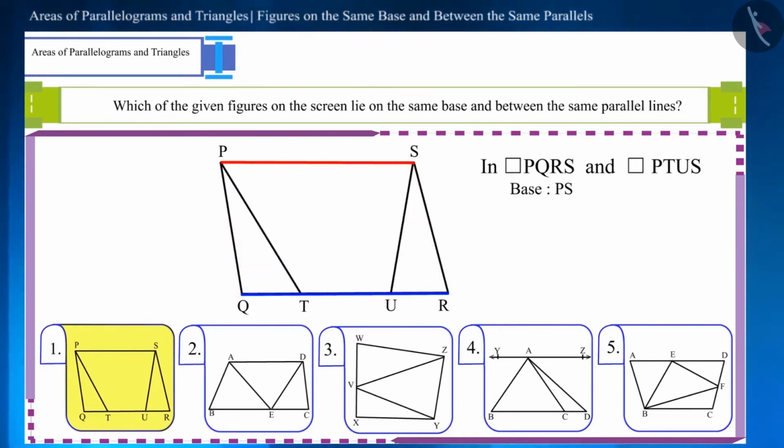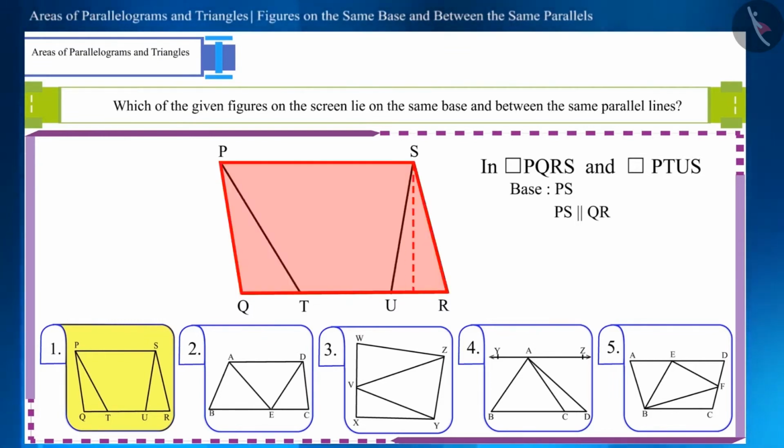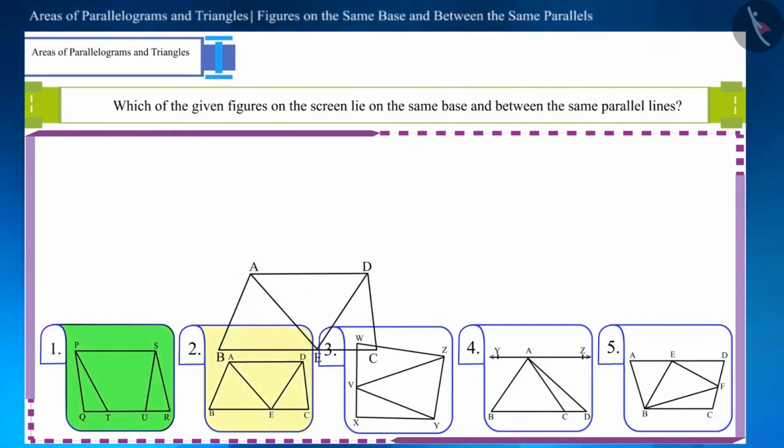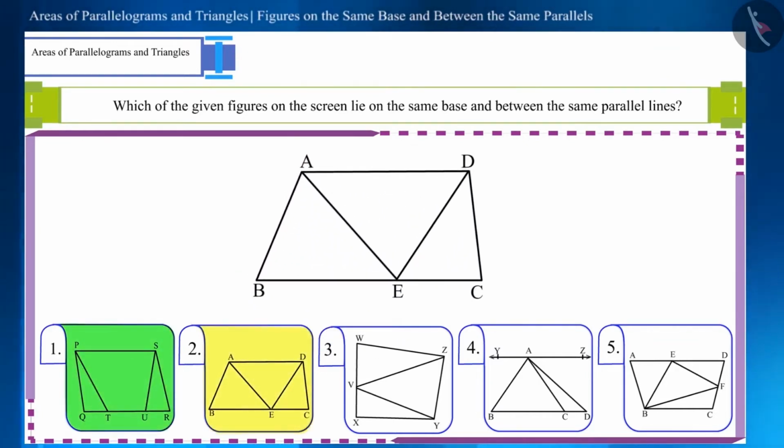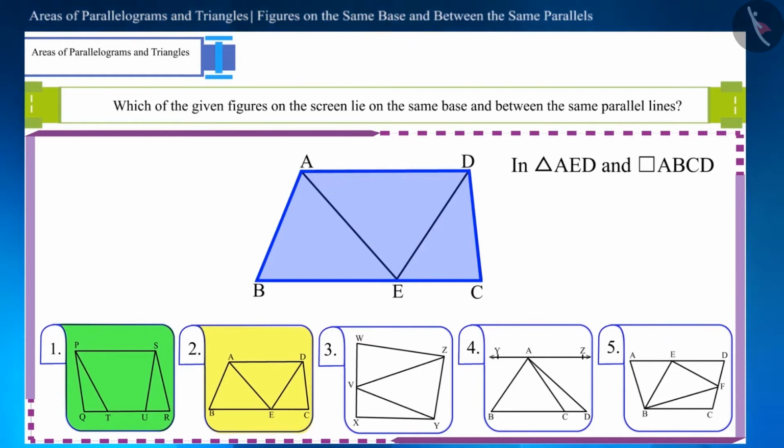Because the parallelograms are located between the parallel lines, the vertices of both the parallelograms are located on the parallel lines QR and PS. Hence, their heights will be the same. In the second figure, there are two different figures. One is triangle AED and the other is parallelogram ABCD, both of which are located between the two parallel lines AD and BC, and their base AD is also the same. So you can see that their heights are also equal.